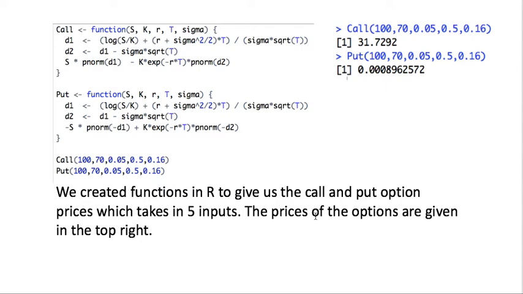So here I gave it 100 for the initial price, 70 for the strike price. I did a 5% interest rate. I did 0.5 in terms of a year, so 6 months. And then I did 16% volatility, and did the same for a put. In the upper right hand corner you see that we have 31 for a call and 0.00089 for a put.